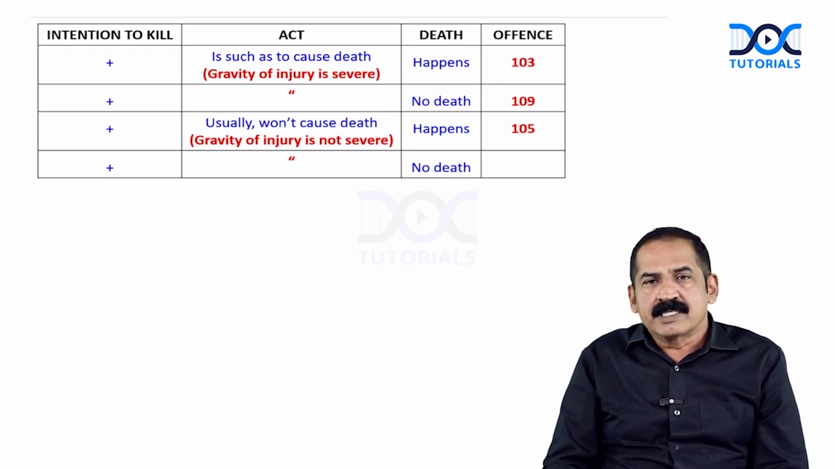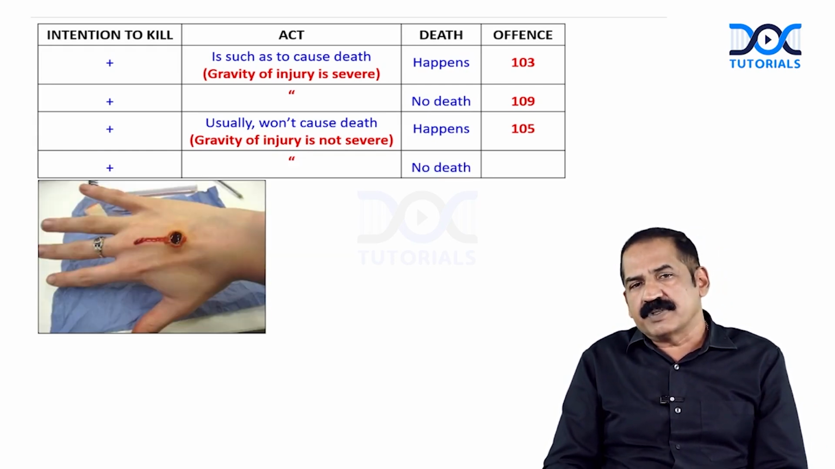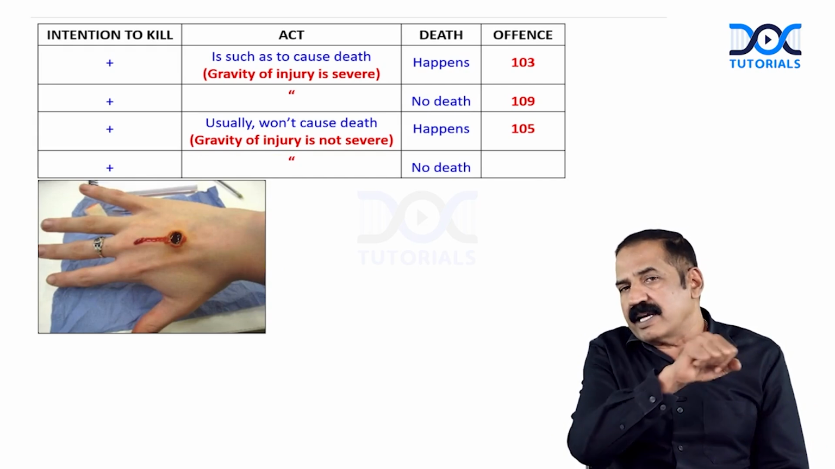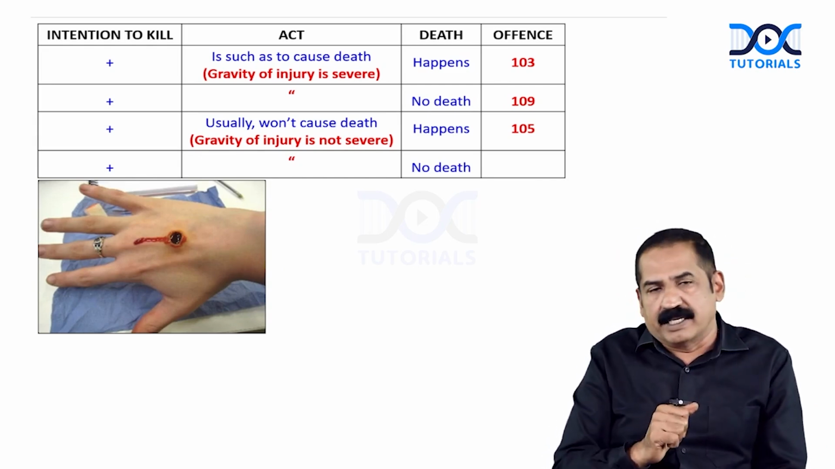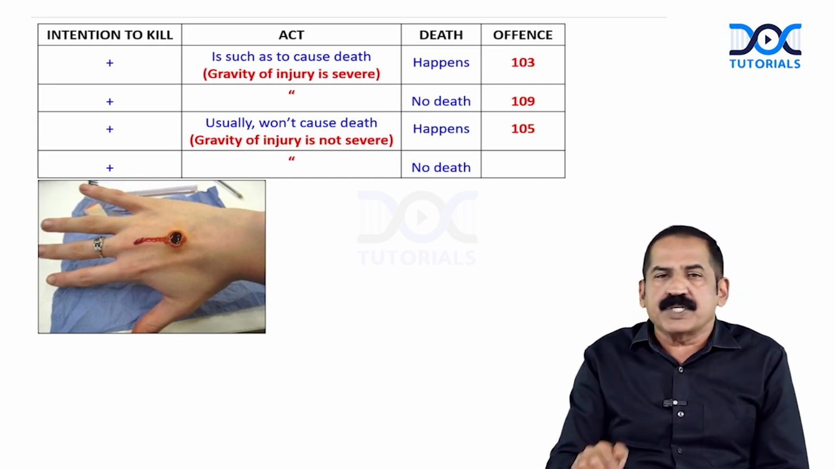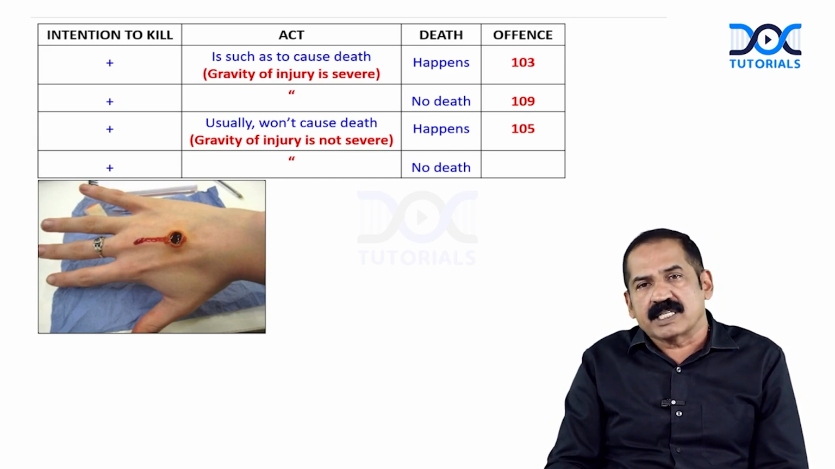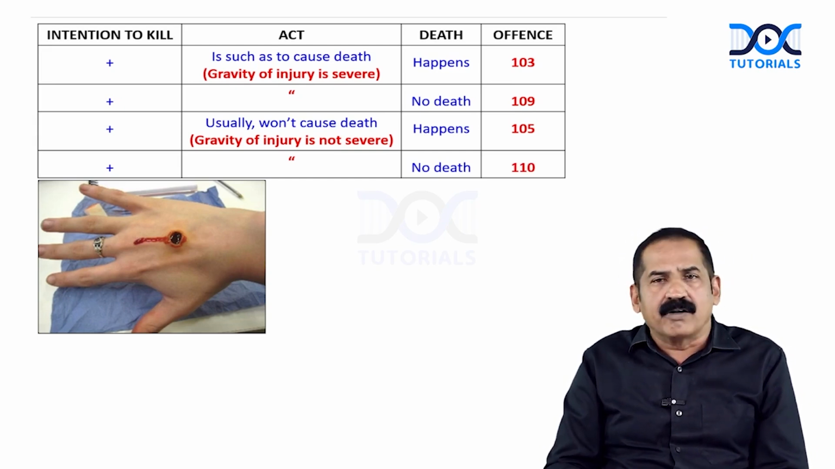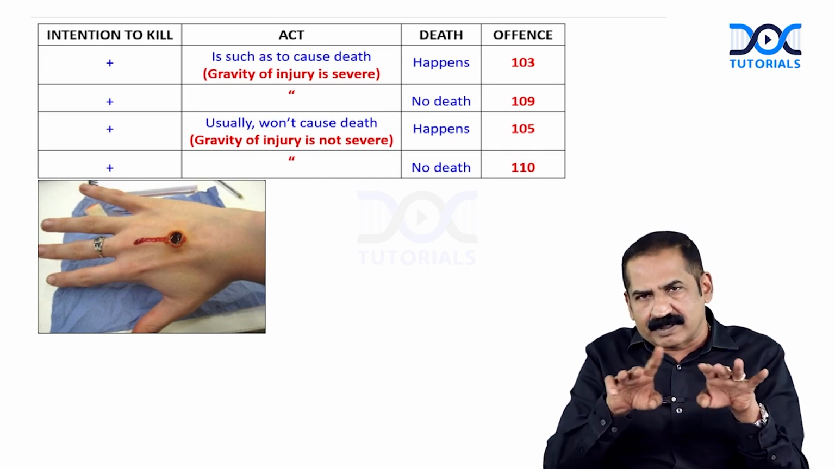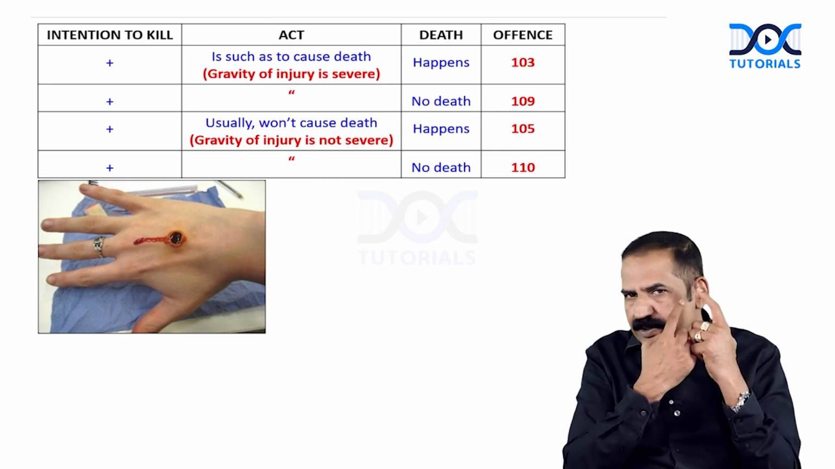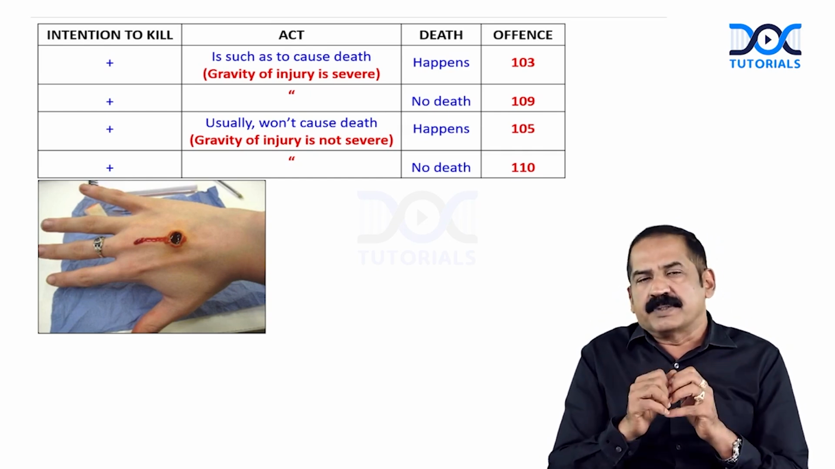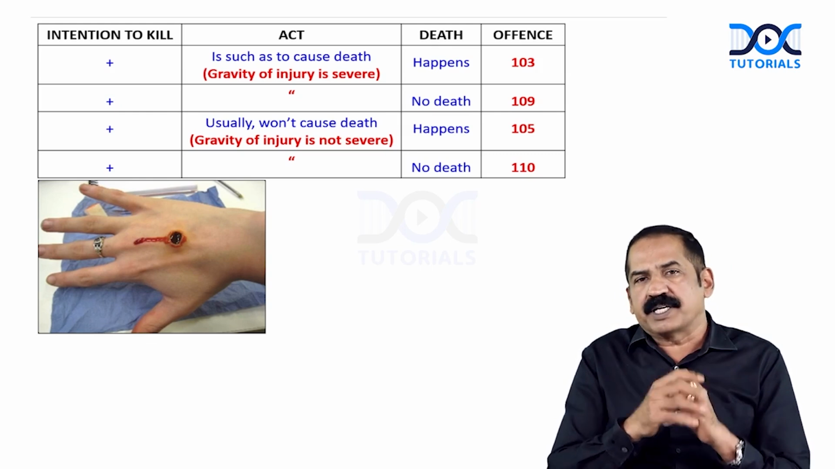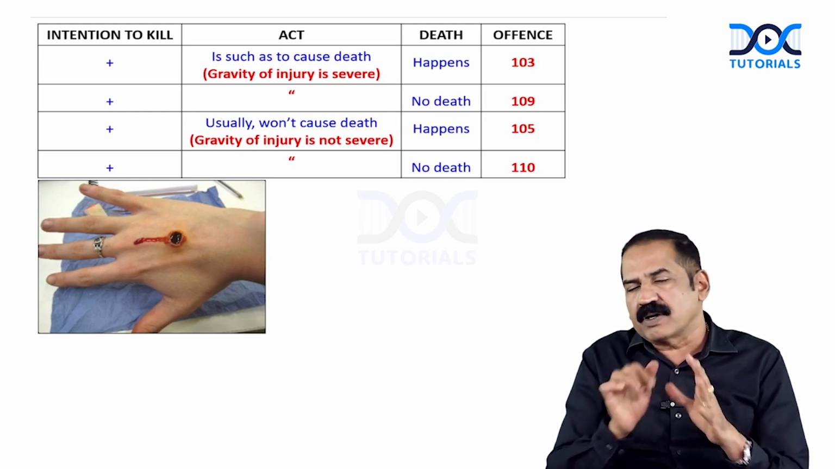Meantime, same person, same injury, he does not die. I have an intention to kill. Gravity of injury is not severe. Death does not take place. Now I am punishable under section 110 of BNS for attempt to culpable homicide not amounting to murder. That's what. So here the most important is, number one, there should be intention. Number two, what is the gravity of the injury? Number three, whether the person dies or not.